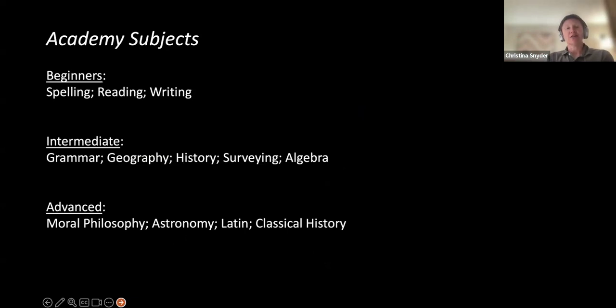The most advanced students took moral philosophy, astronomy, Latin, and classical history. And some of them actually went on to professional school, to law school or medical school in the United States. So, in most ways, the curriculum of the academy is very similar to that of other American academies. And some of the students do really become prominent intellectuals, certainly in their own communities.